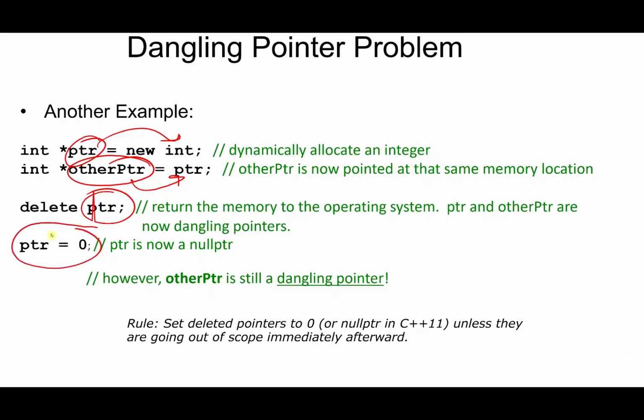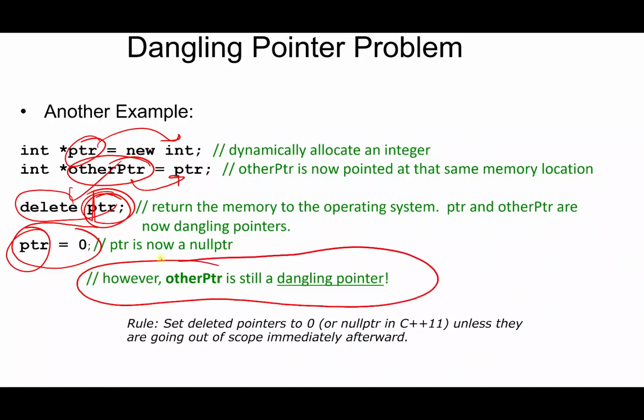And then we said, okay, equals 0. Now we are putting PTR is storing null PTR, so you cannot dereference. And you think you give away the memory, but you still have other pointer dangling because it still has access to those. So we have a rule that set deleted pointers to 0, all null pointer, unless they are going out of scope immediately afterward. When I say out of scope, I mean they're not pointing at anything in the heap.